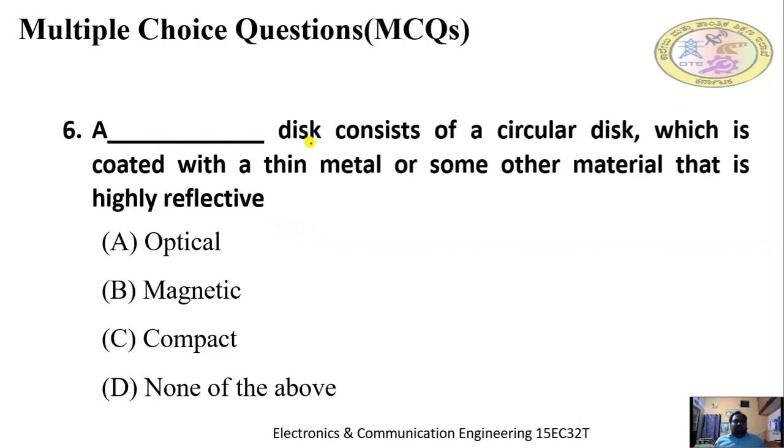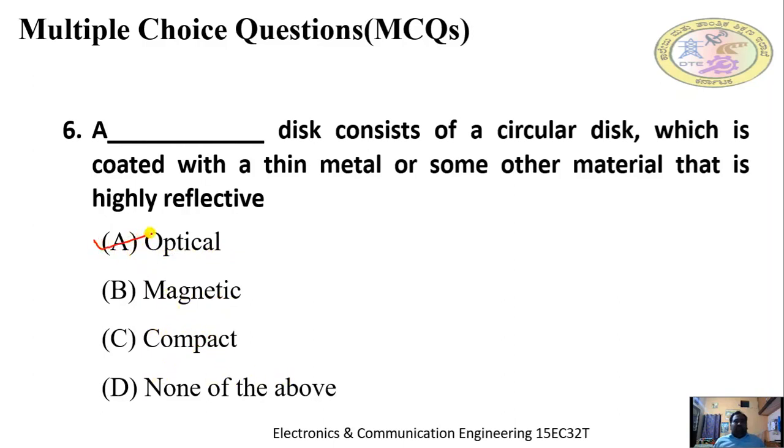A dash dash disc consists of a circular disc which is coated with thin metal or some other material that is highly reflective. So this is about the construction of the optical disc. Here the answers are: first one optical, second one magnetic, third one compact, and fourth one none of the above. The answer would be optical disc.